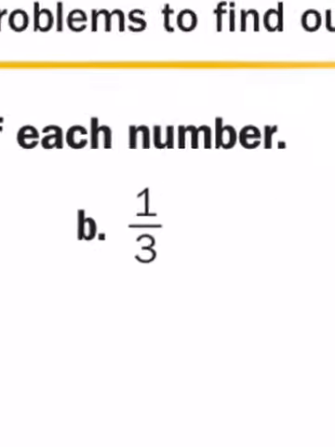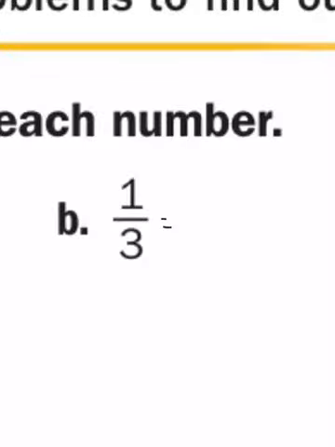Now for B, it says 1/3. So if I flip 1/3, I get 3 over 1. And I would be okay with 3 over 1, or if you just said 3. Both of those are all right.